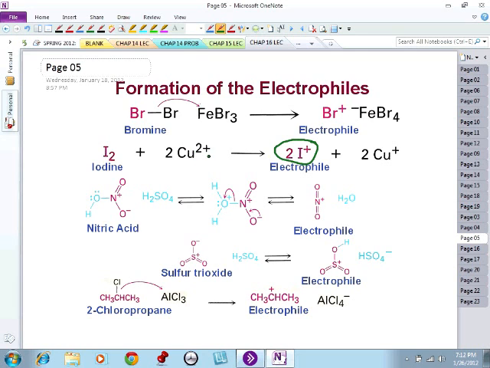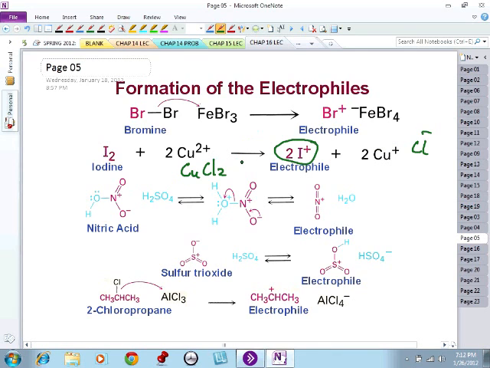Okay, do not forget there is a counter ion here. This one is generally, this copper will be copper Cl2. It's in solution. So here you have the chloride in solution. And that chloride will act as a base. Okay.